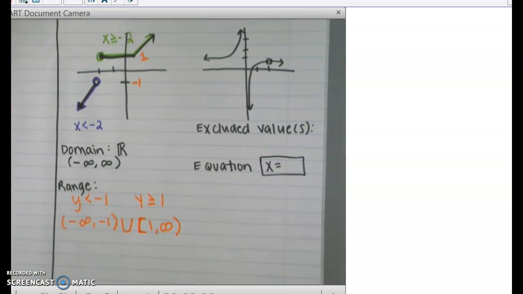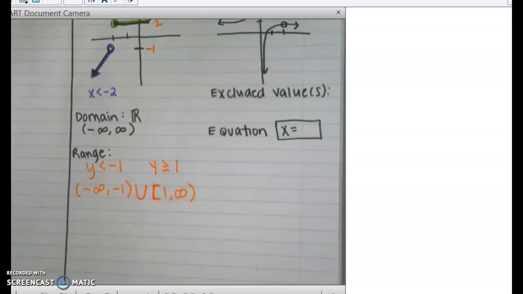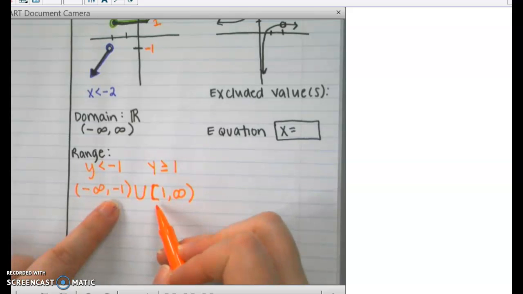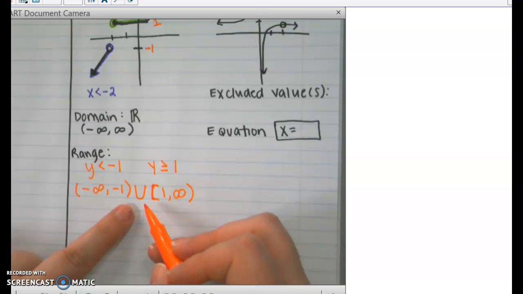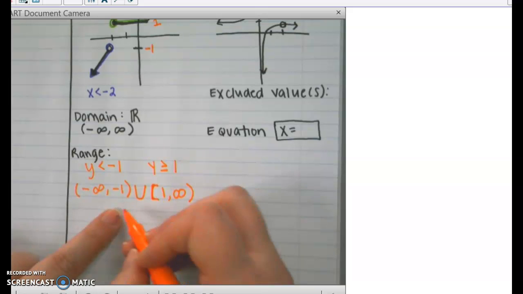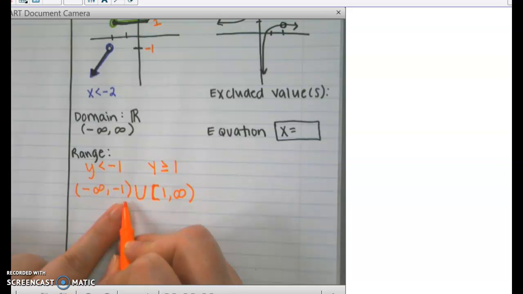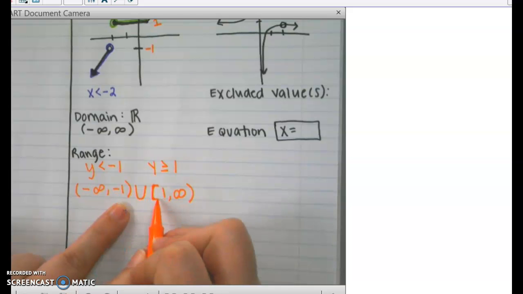All right, so the main thing with piecewise functions is to understand that there are going to be situations where you have multiple parts of the range if your graph has huge gaps in it. But remember the difference between when to use a parenthesis and a bracket.